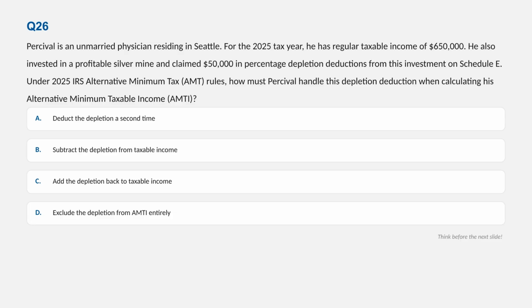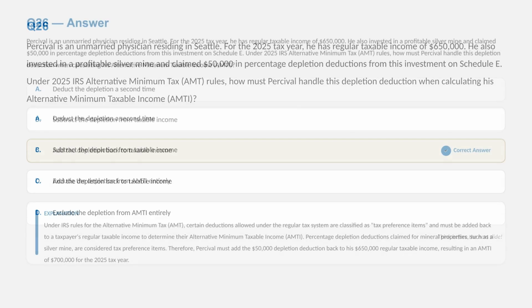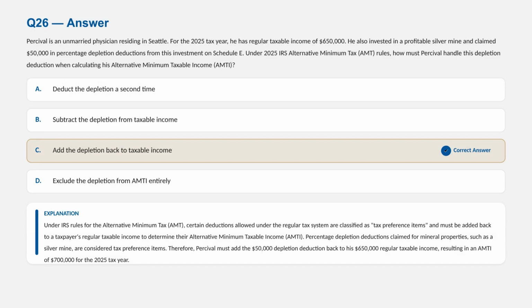A. Deduct the depletion a second time. B. Subtract the depletion from taxable income. C. Add the depletion back to taxable income. D. Exclude the depletion from AMTI entirely. The correct answer is C. Add the depletion back to taxable income.